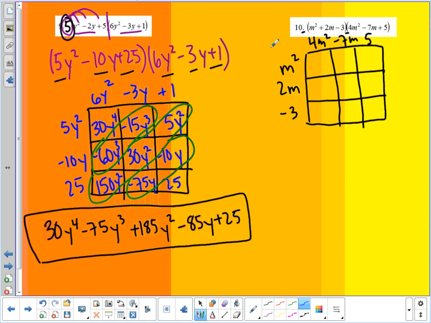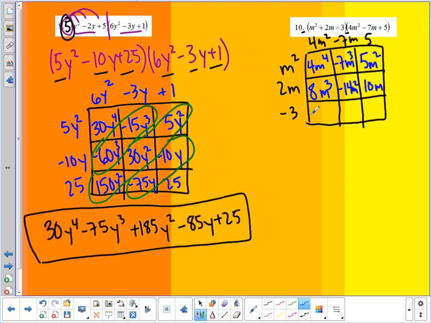Let's find the products on the inside. 4m squared and m squared is 4m to the 4th. M squared times negative 7m, negative 7m to the 3rd. M squared times 5 is 5m squared. 2 times 4 is 8. M times m squared is m to the 3rd. 2 times negative 7, negative 14. That would be m squared. 2 times 5 is 10, so 10m.